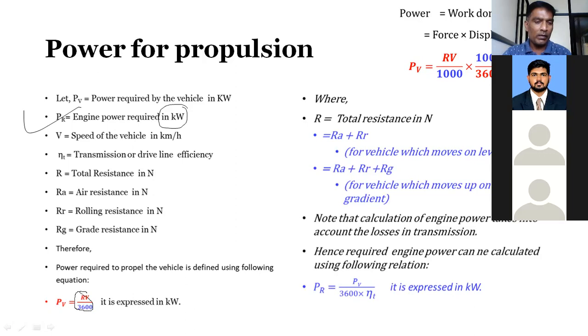This is the formula. P is equal to RV divided by 3600. Here only the transmission efficiency is added. Check this as well.